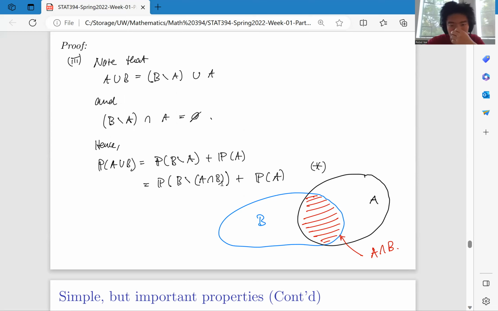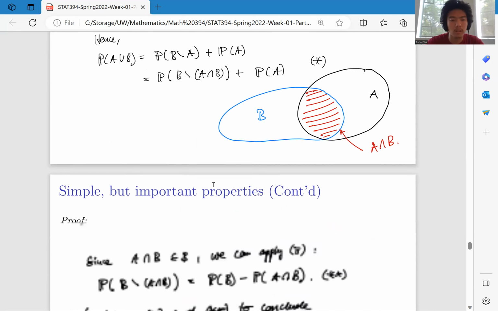So why is this correct? This is because when we say B minus A, it doesn't have any component outside of A. It's B minus the part of B that is also in A, but it doesn't contain any parts that are outside of B. So this is possible. So that's the reasoning.